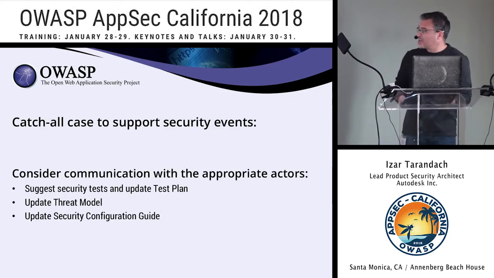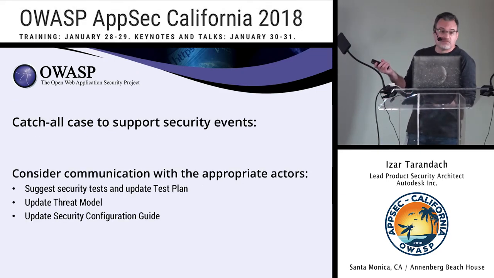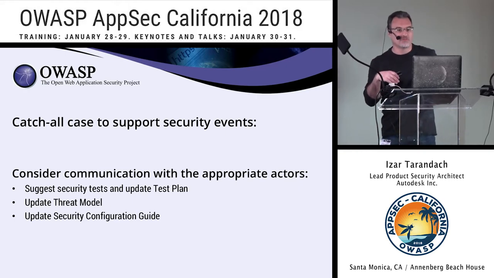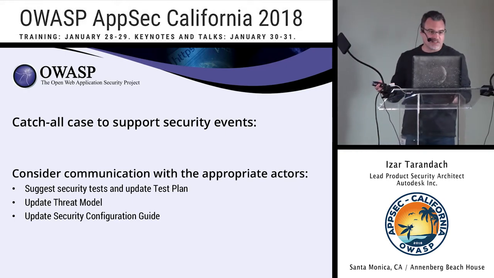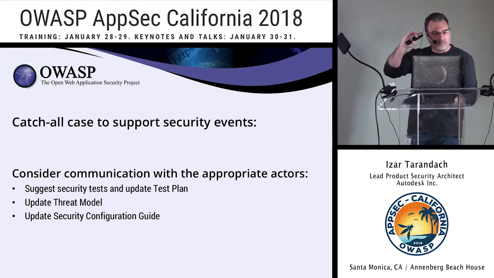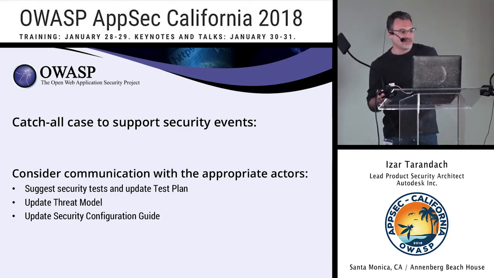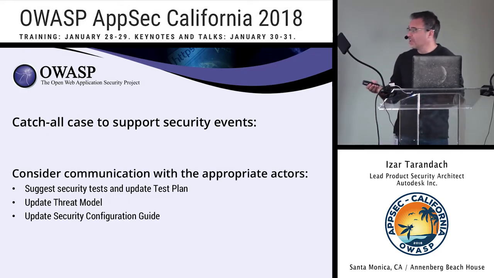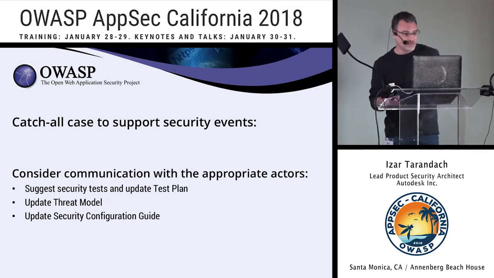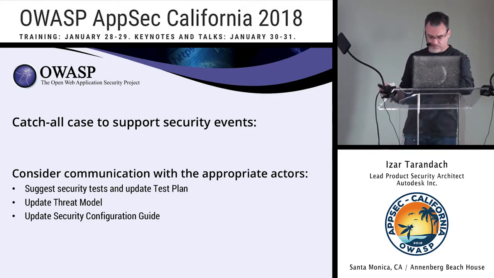Above the checklist, there is a set of catch-all security events. Those are the other notable events. Every time you did something that got triggered by one of the conditions in the checklist, consider these three things: consider creating a security test, consider letting somebody know about the threat model changes, and consider changing the documentation as needed. So instead of repeating that on each one of the different items, it just applies to all of them.